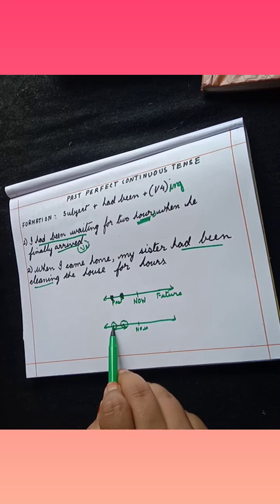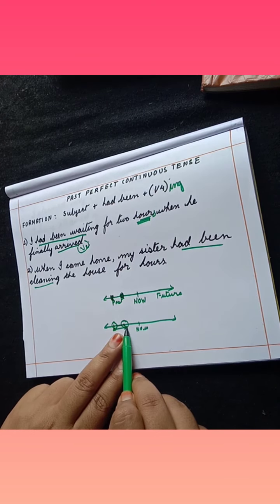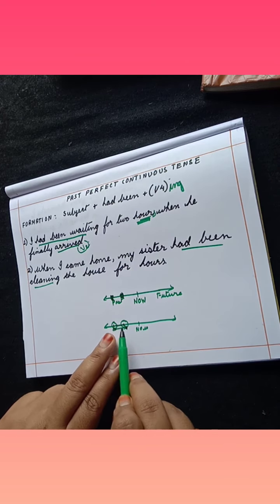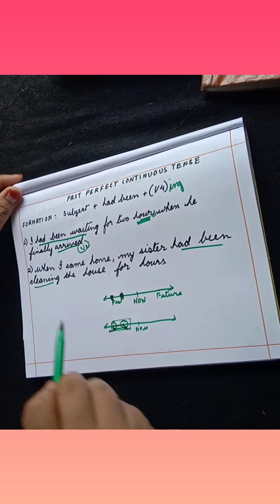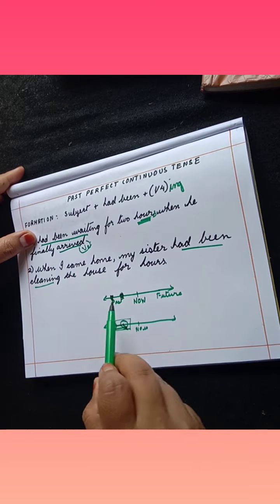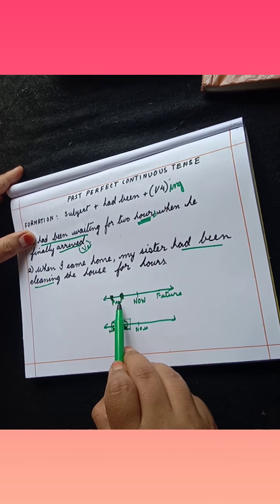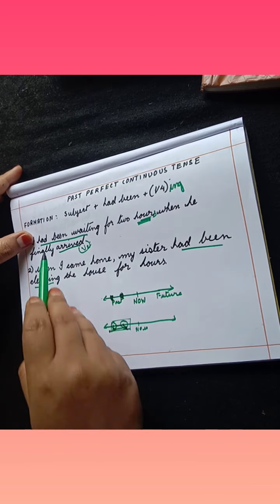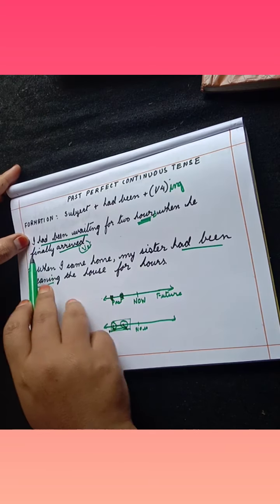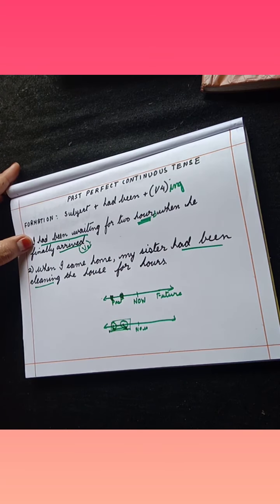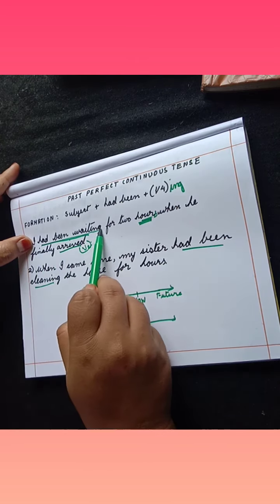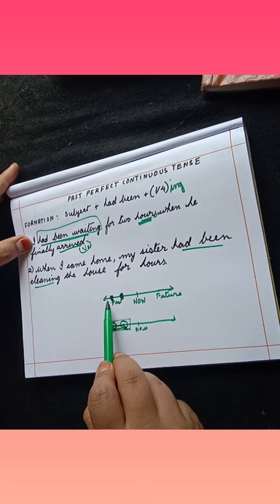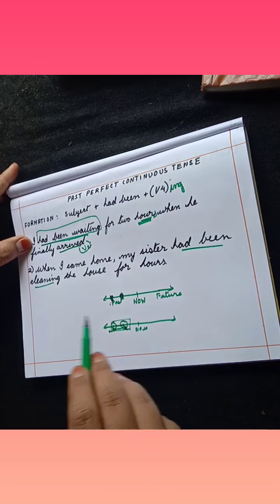So I was eating and suddenly she came in. So both the actions happened together. Am I clear? But here the continuous action happened before the past action. The continuous action was happening. I had been waiting. It was already continuing in the past when he finally arrived. So this action, had been waiting, happened first, the first continuous action, and then he arrived.